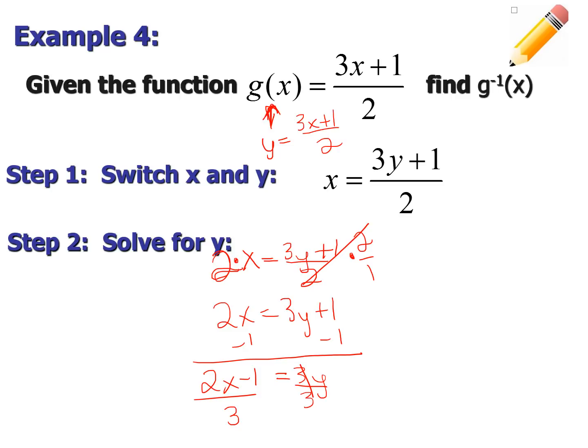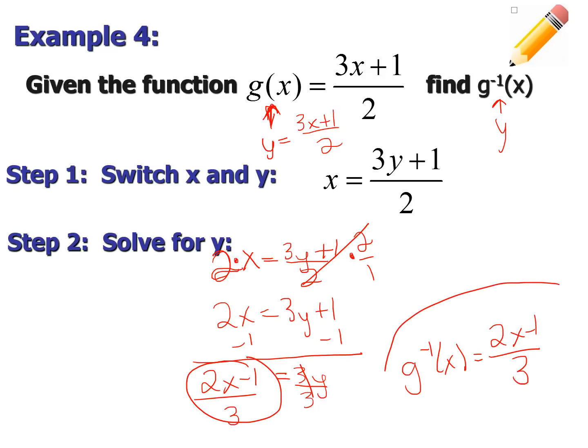And remember that our y now is going to become the inverse function. So we have g inverse of x is going to be this phrase, 2x minus 1 over 3. And that is my final answer.